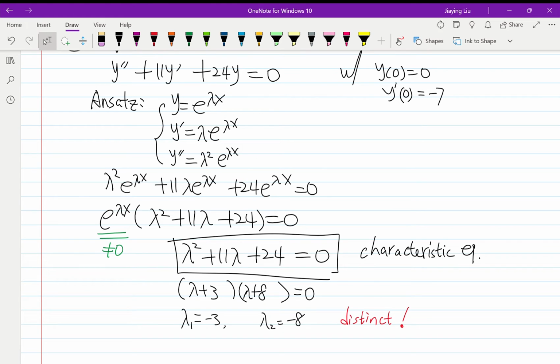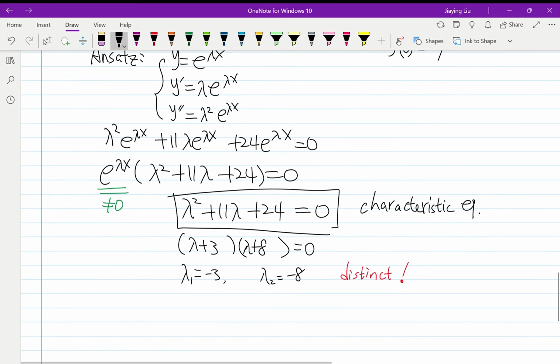If we have the lambda values, then we can go back to the ansatz y equals e to the lambda x and plug in those values. If we use the first one, we get y equals e to the negative 3x. If we plug in negative 8, we get y equals e to the negative 8x. You can check, both of them will work as a solution to the differential equation. It may not satisfy the initial conditions, but it definitely satisfies the differential equation. So we got those two we can use. This is what I would call base solutions.